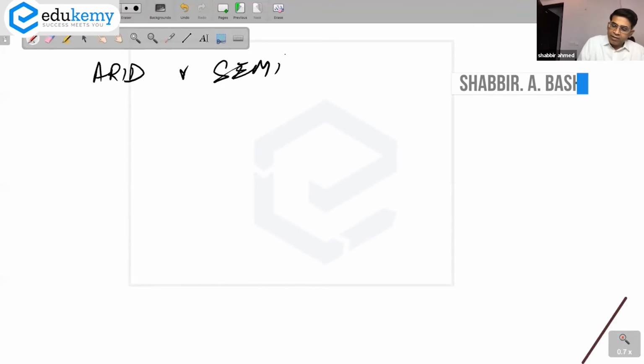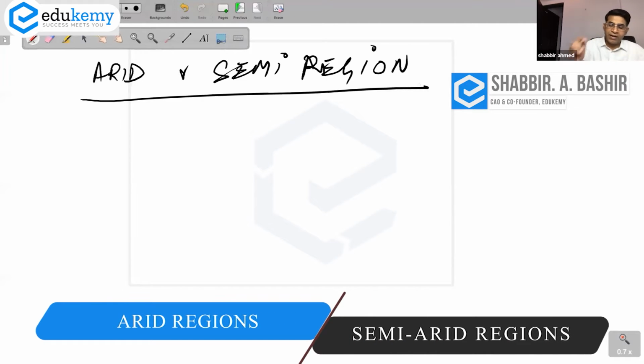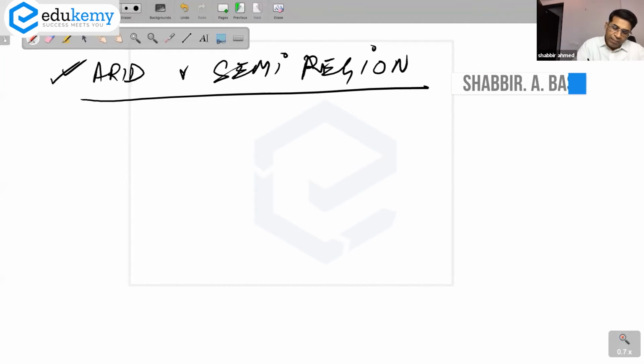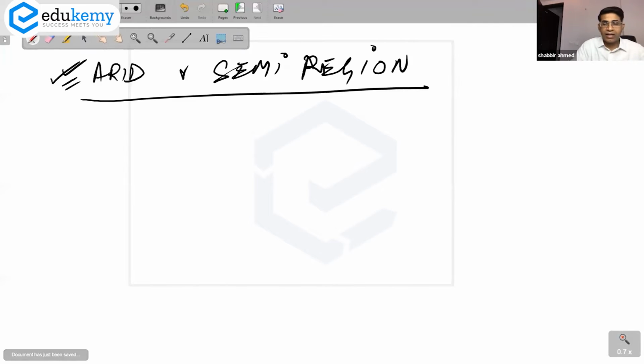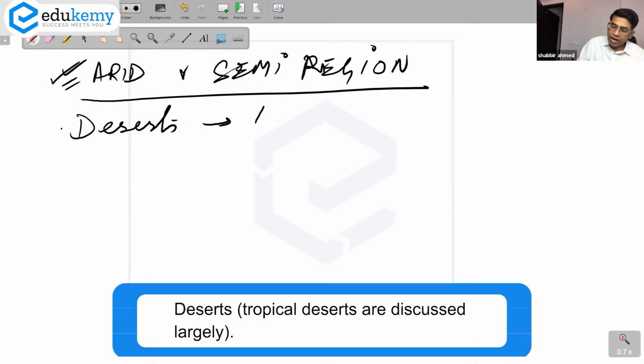Arid and semi-arid regions. About arid, semi-arid, I think this could be a possible question this year. Last year I was anticipating a question on the marine landforms, and they did ask on spits and tombolos. So quickly, you should know what the deserts are. We're talking about largely the tropical deserts.